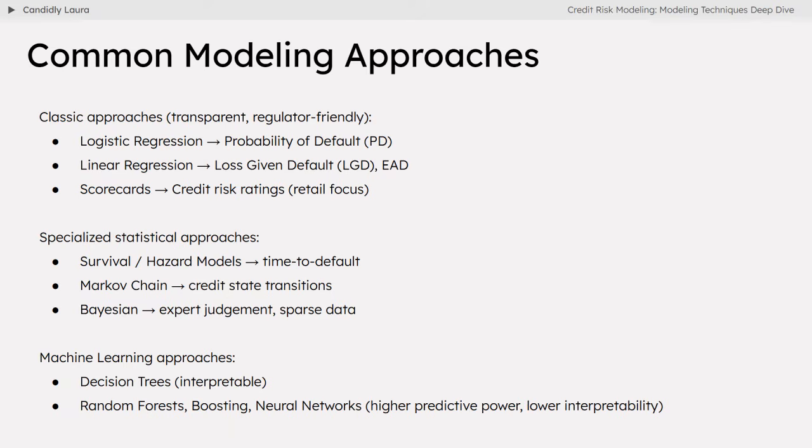There are also machine learning approaches, including decision trees, which are easy to interpret and can handle non-linearities and interactions. Random forests, boosting, and neural networks, which utilize ensembles of simple models to achieve higher predictive power and to capture nonlinear relationships. However, they are less interpretable. These are often used in challenger models to see how well the model performance can get.